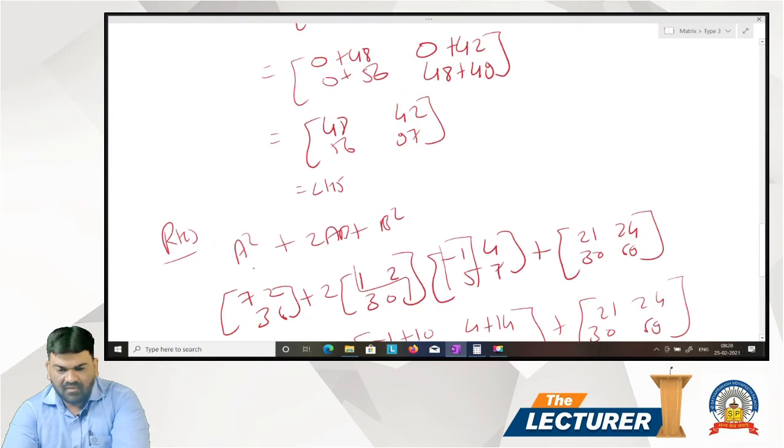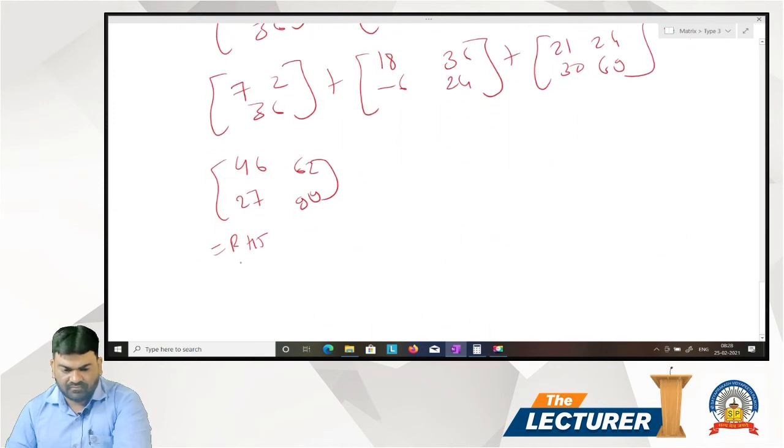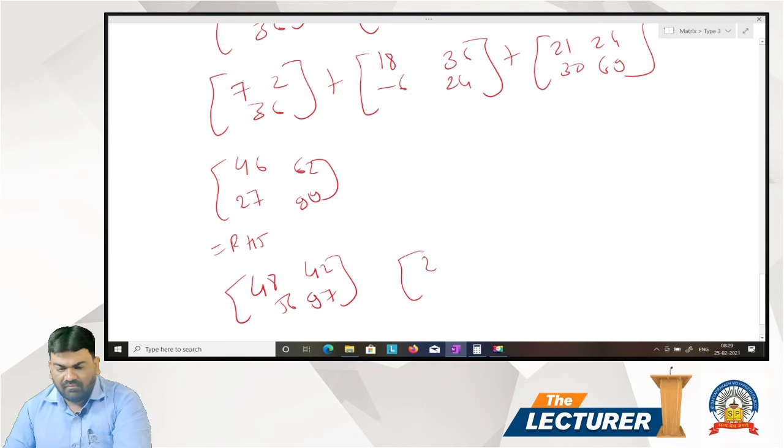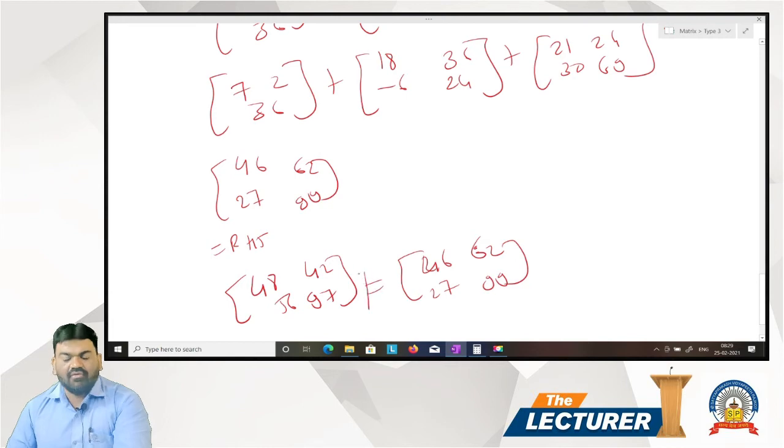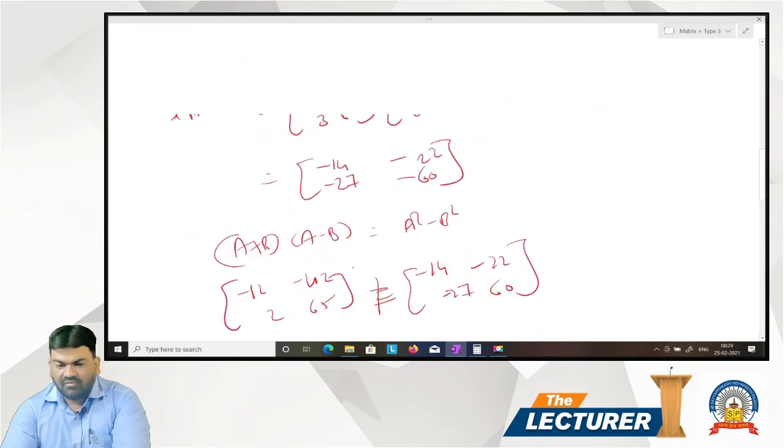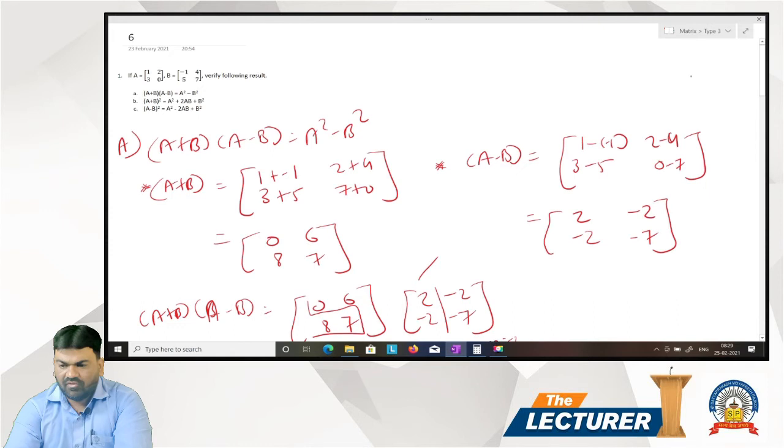So left hand side, 48, 42, 56, 97. 46, 62, 27, 99. This is also not possible. So second result is not possible. Third is same as second, so it is in homework.